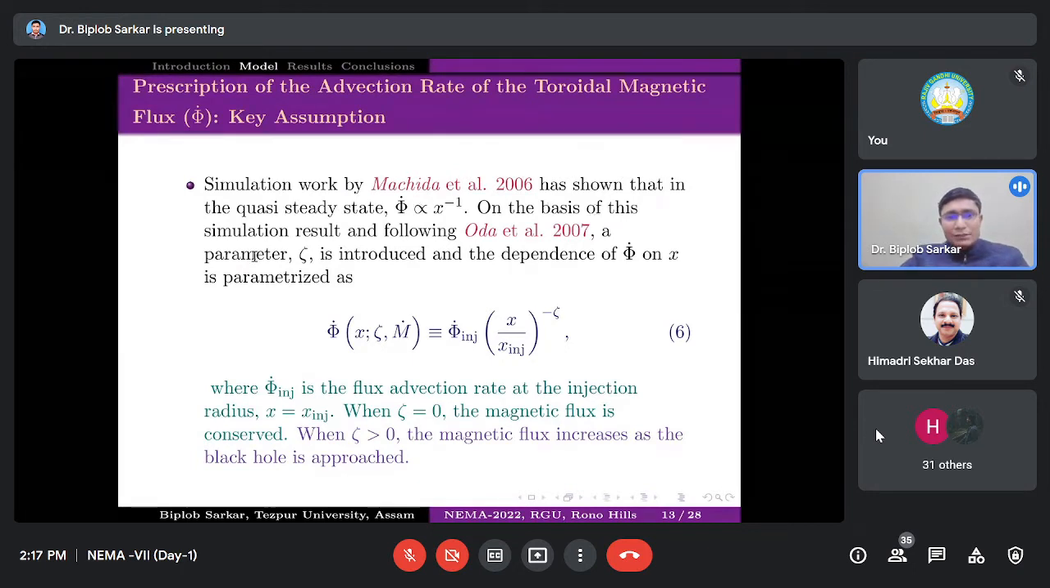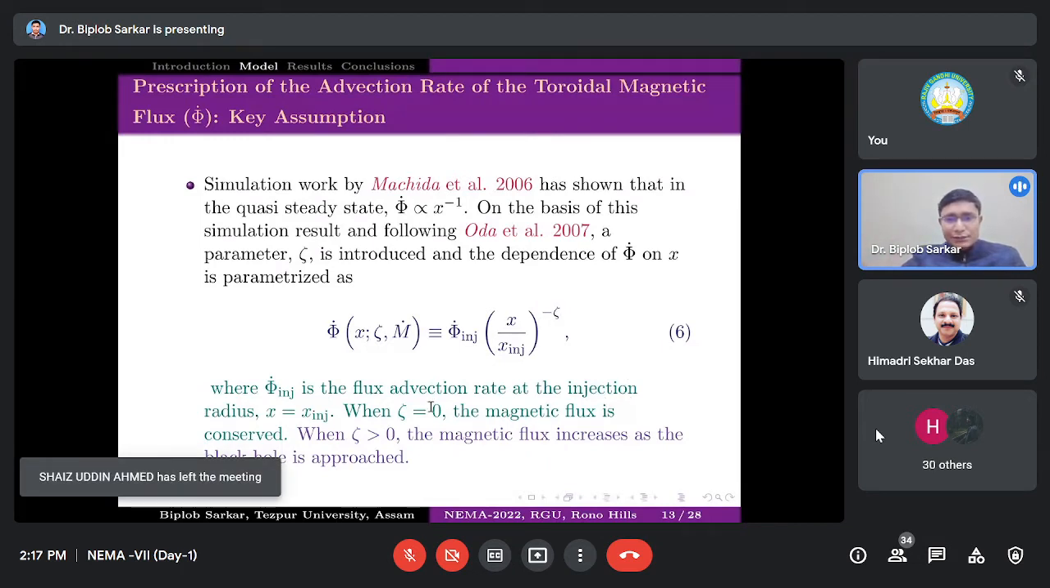On the basis of this simulation result and following the paper by Oda et al. 2007, we introduce a parameter zeta. Thereby the dependence of the magnetic flux advection rate on the radial coordinate x we parameterize as phi dot goes as phi dot injection multiplied by x injection whole to the power minus zeta. So phi dot injection here is the magnetic flux advection rate at the injection radius or at the outer edge. Now if this zeta parameter is equal to 0, then the magnetic flux will remain conserved.